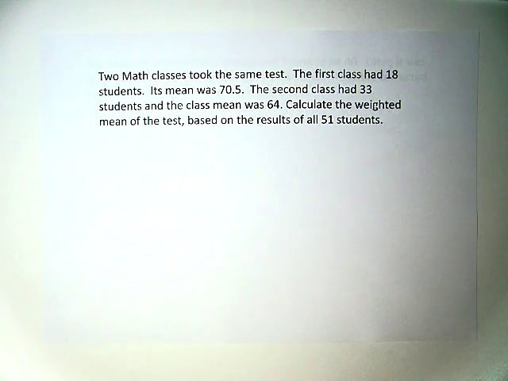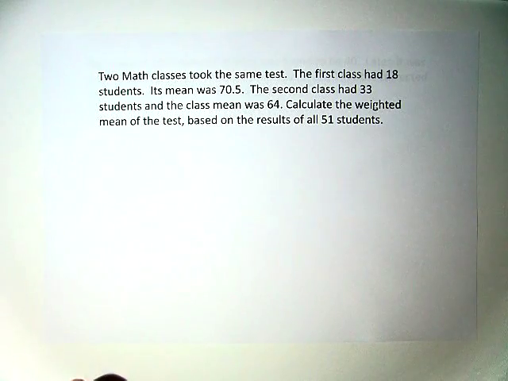2 math classes took the same test. The first class had 18 students. Its mean was 70.5. The second class had 33 students, and the class mean was 64. Calculate the weighted mean of the test based on the results of all 51 students.